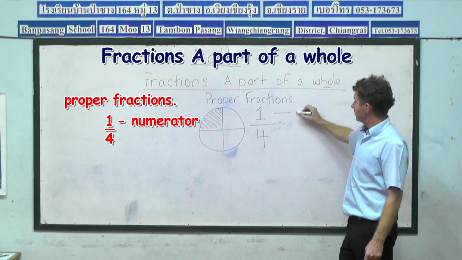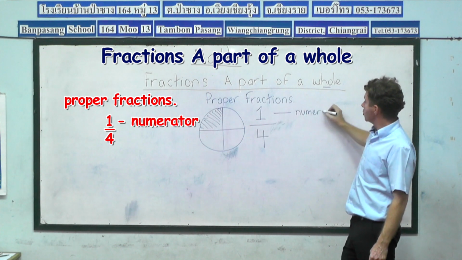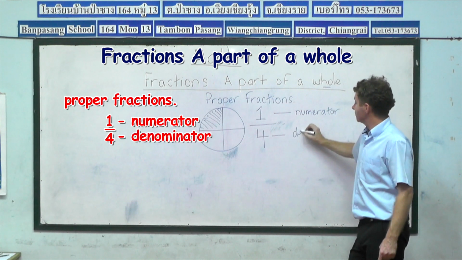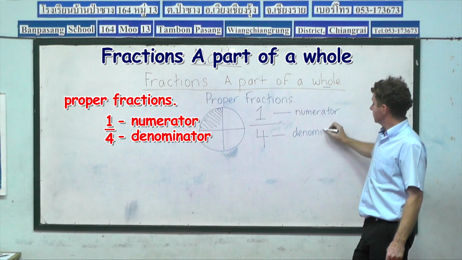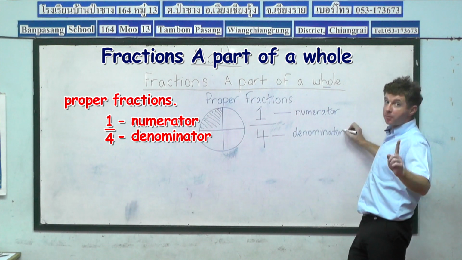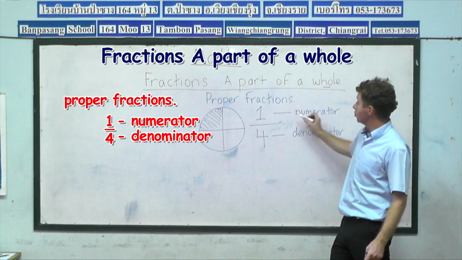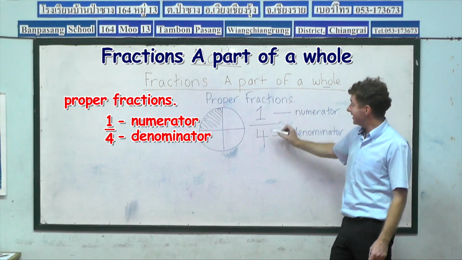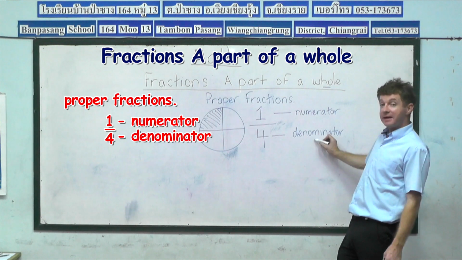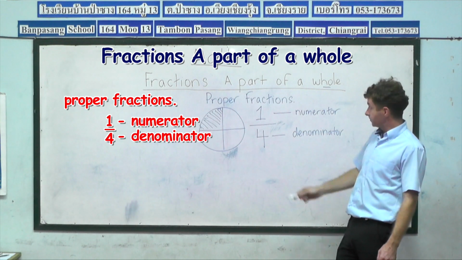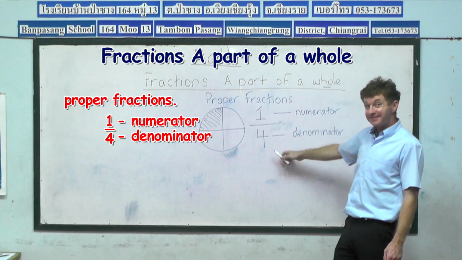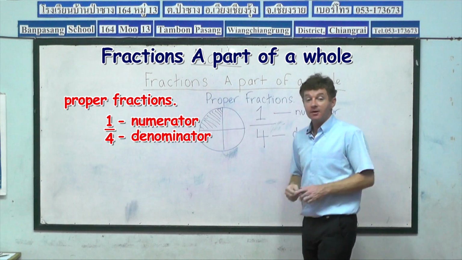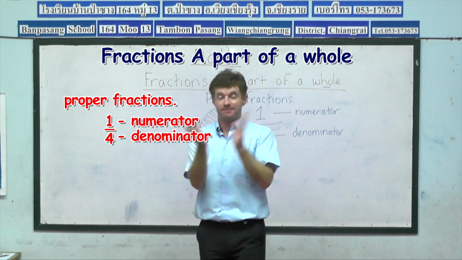This one, if you can remember, is the numerator. And this one at the bottom, denominator. Yes, and a proper fraction exists when the numerator, the number on top, in this case 1, is less than the denominator, the number on the bottom. So we can see here 1 is less than 4, which means we have a proper fraction. So well done, guys, and well listened.